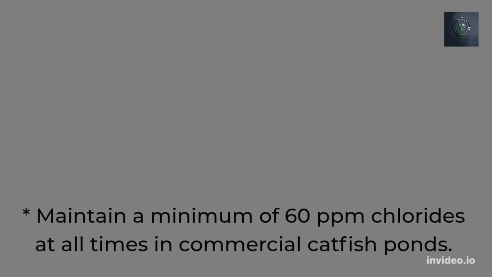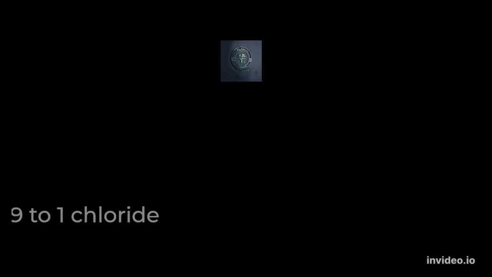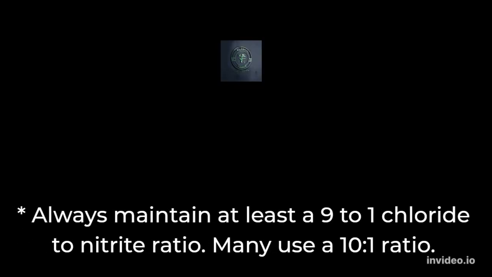Maintain a minimum of 60 parts per million chlorides at all times in commercial catfish ponds. Always maintain at least a 9:1 chloride to nitrite ratio. Many use a 10:1 ratio.